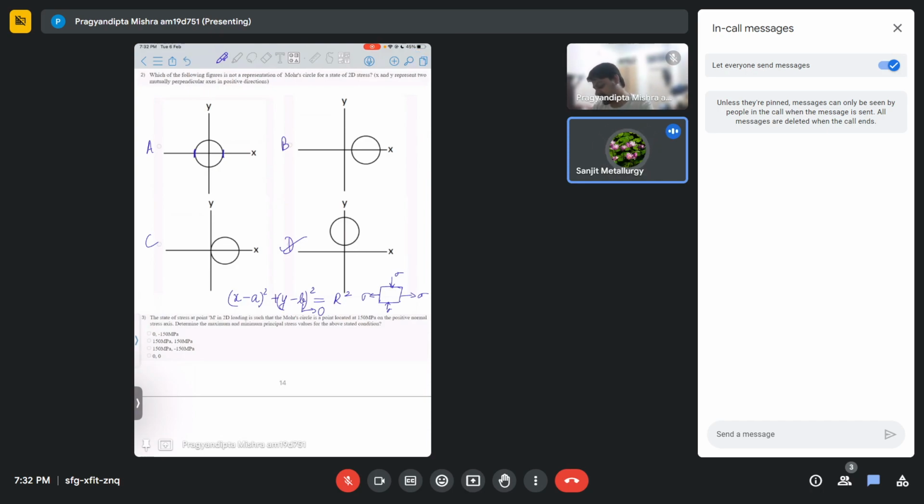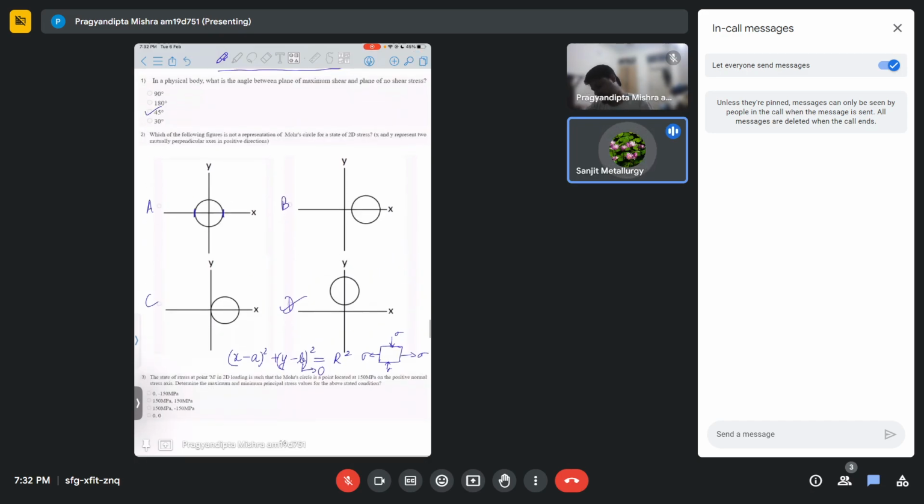I think the radius will be 0. Why would the radius be 0? Not 0 sir, the formula of radius is sigma x minus sigma y by 2, the whole square. That term will get 0 and then we will be only left with tau xy. It is sigma x minus sigma y by 2 the whole square, right? What is sigma x equal to? Sigma y equal to minus sigma, right? This is what you're getting.